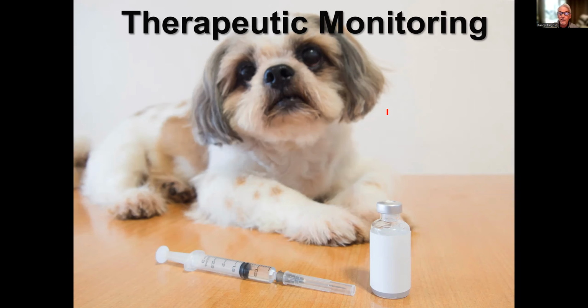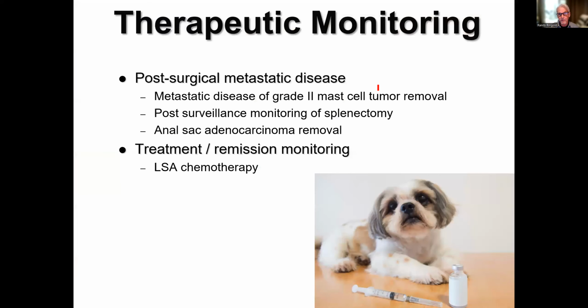In this presentation, we're going to talk about therapeutic monitoring. There's two types of therapeutic monitoring that I would like you to consider. There's one where we're removing the tumor itself, so it's post-surgical metastatic disease. An example of that might be a grade 2 mast cell removal or a splenectomy. In this situation, we know that we're removing the tumor, hopefully with clear margins, and the therapeutic surveillance of testing would then help tell you whether or not you have any disease recurrence or not.